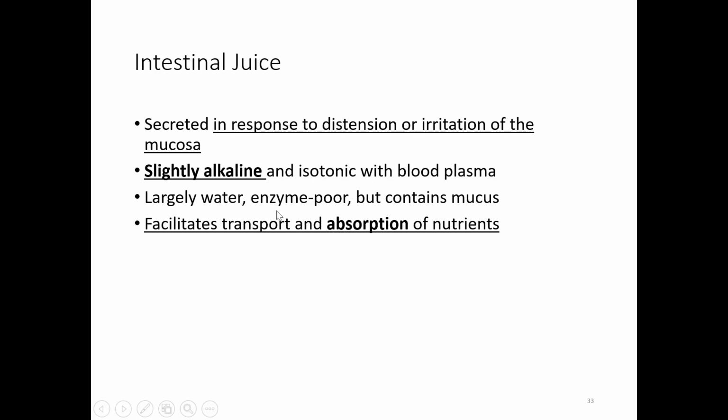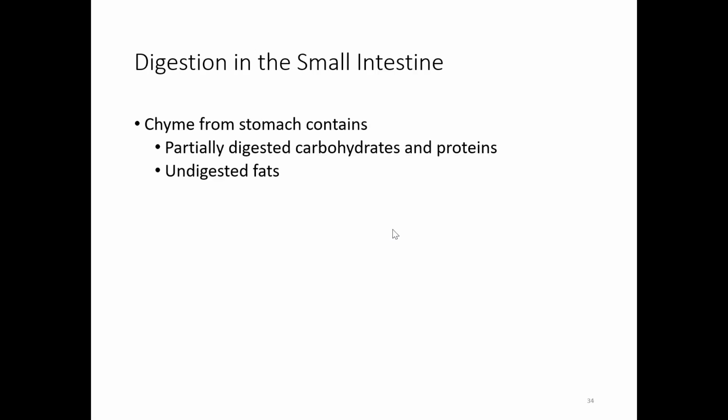So, intestinal juice, that substance that exists in the small intestine, is secreted in response to distension or irritation of the mucosa, which usually happens when half-digested food, which we call chyme, arrives from the stomach. It's slightly alkaline and watery. It has some enzymes, but not very many, and it has a lot of mucus. Intestinal juice facilitates transport and absorption of nutrients in the small intestine.